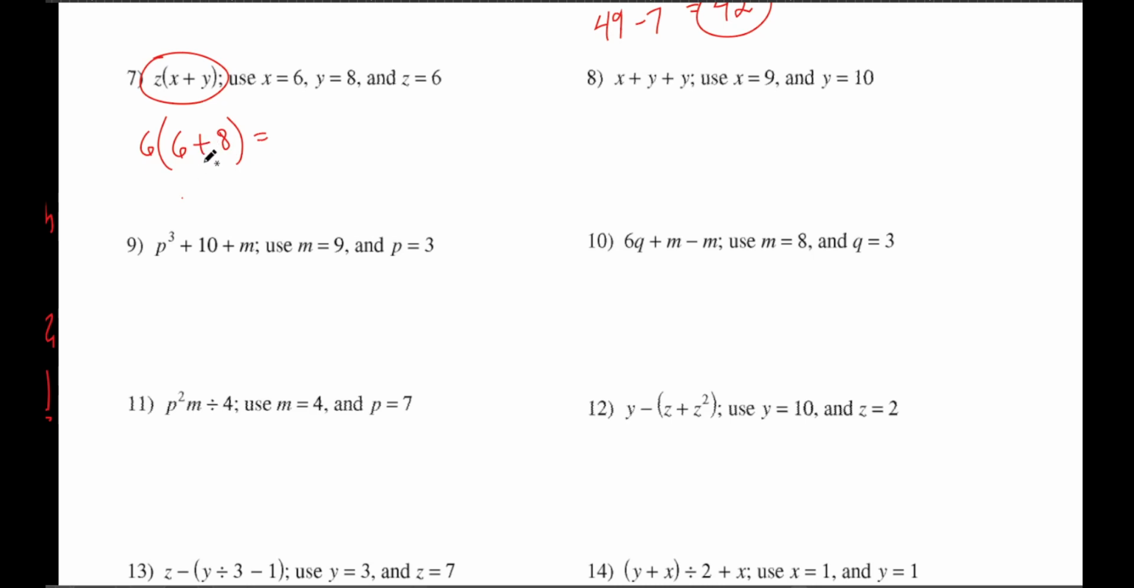Now we do the stuff that's inside the parentheses. All right, so I keep the 6 right there. What's 6 plus 8? That's 14. And then whatever, that's what? 64, I think.